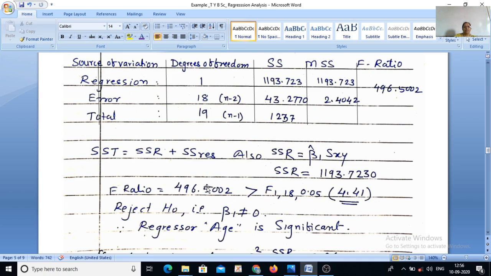So with this we conclude that you have to reject your null hypothesis H0. That is, you have to accept the alternative hypothesis that beta 1 is not equal to 0. So in this case, we can say that beta 1 is significant. And what is your beta 1? Beta 1 is the regression coefficient of y on x, okay. That is, the regressor, the independent variable age, is very important while estimating the value of BP of the patient, that is y, okay. So the regressor age is significant in this case, okay.